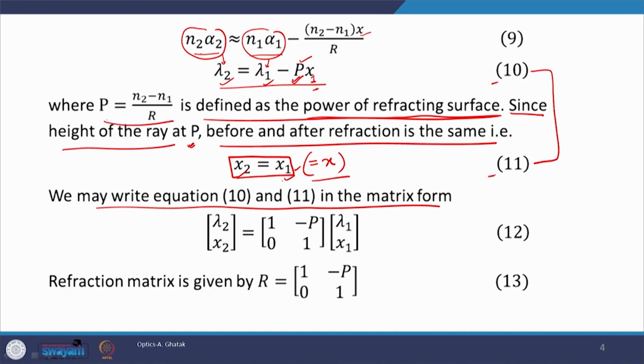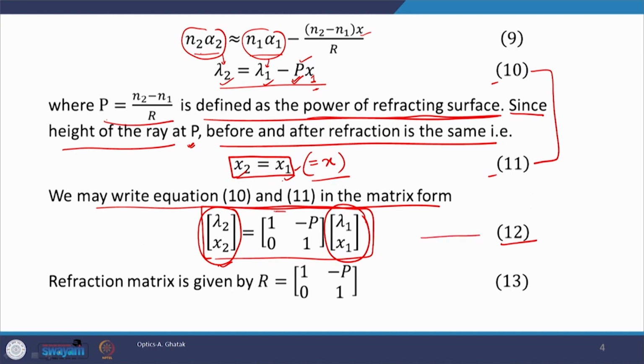Therefore, using equations 10 and 11, we can write this matrix. We can represent these two equations in a single matrix form, which is given by equation number 12, where x1 is equal to x2 is equal to x. Now, when we write equations 10 and 11 in matrix form, what we see is that the coordinates of point P after refraction are related to the coordinates of point P right before refraction. This relation is expressed by equation number 12.